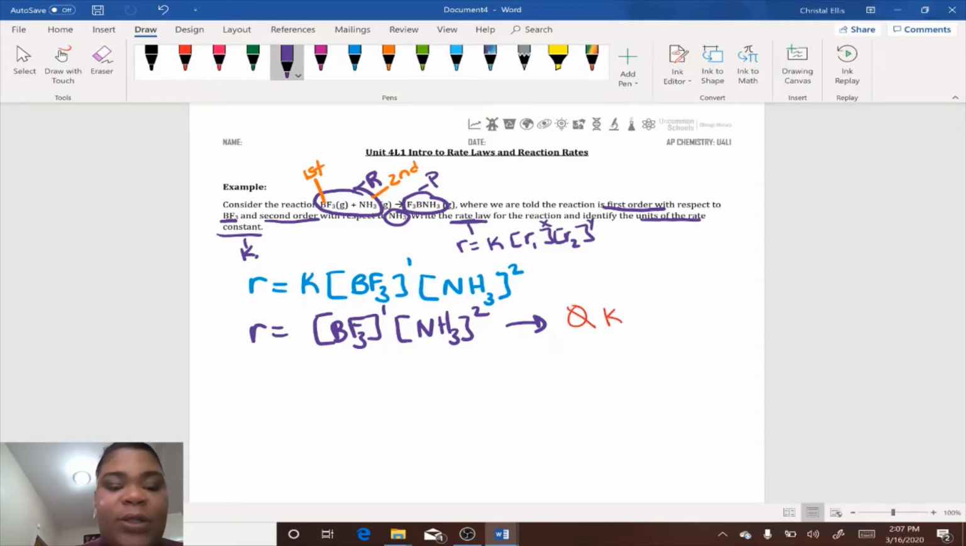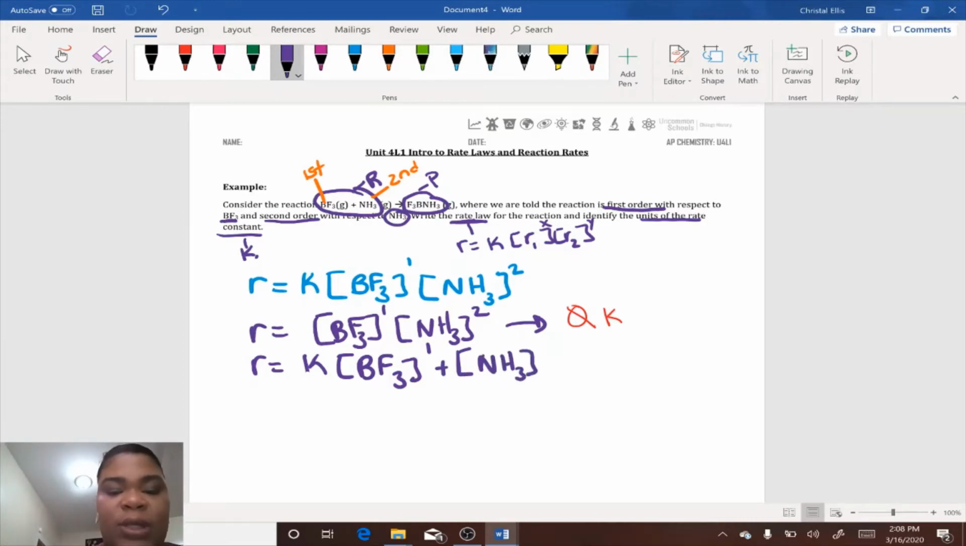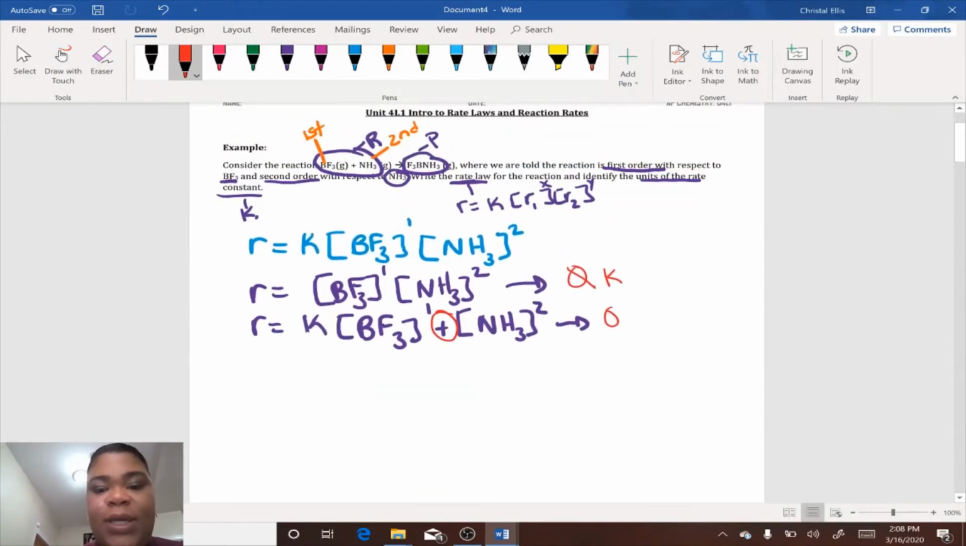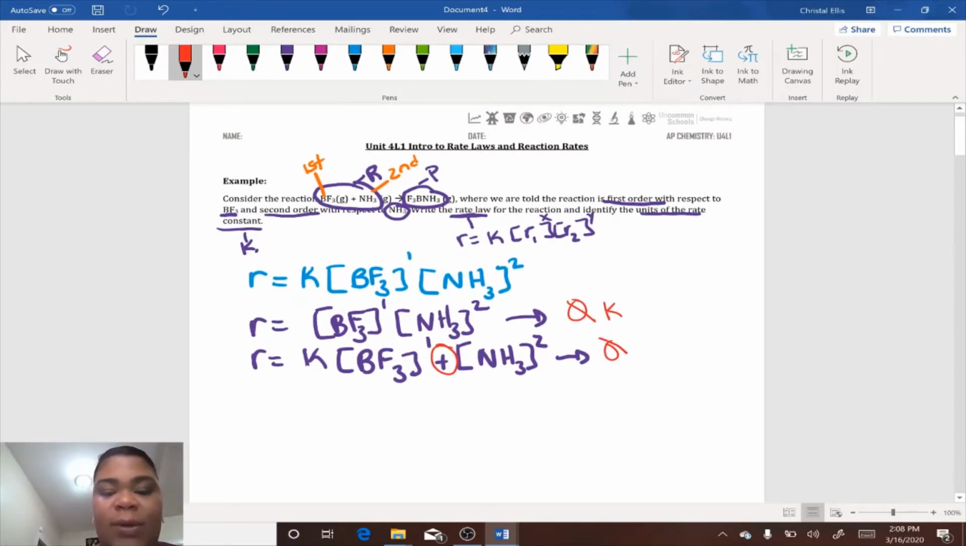Another way that scholars mess up is if scholars go like this. Scholars have K, concentration of BF3 raised to the first power, and NH3 raised to the second power. What's wrong with this? Exactly. Scholars have this plus sign here, and it should not be a plus sign. It should actually be a multiplication sign. So that makes it incorrect.